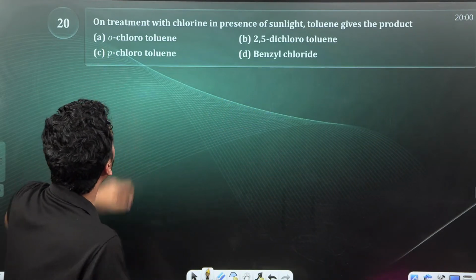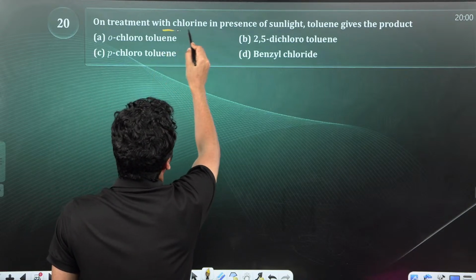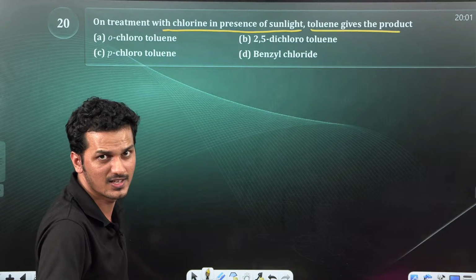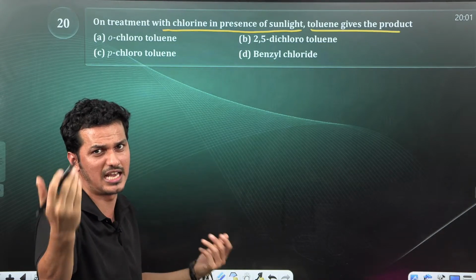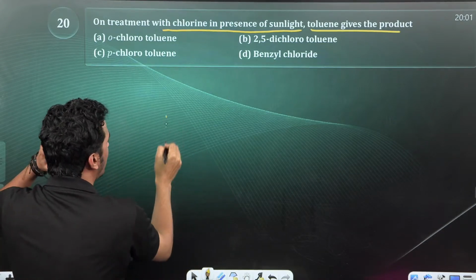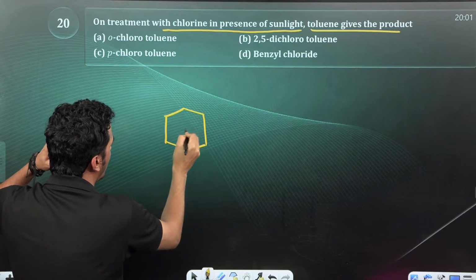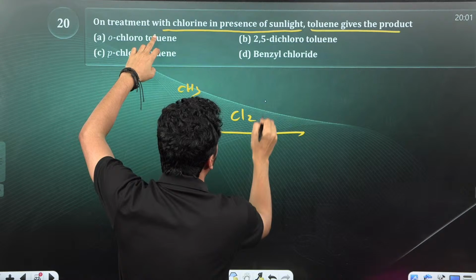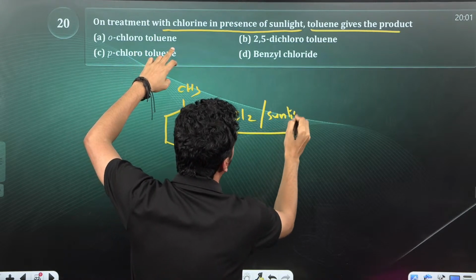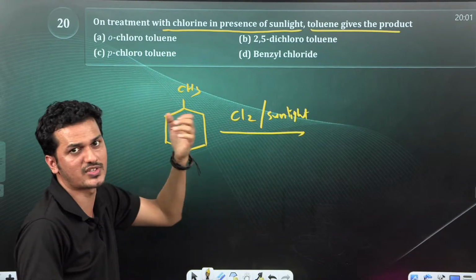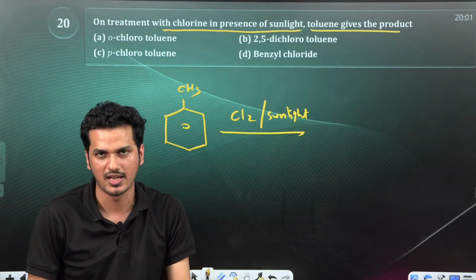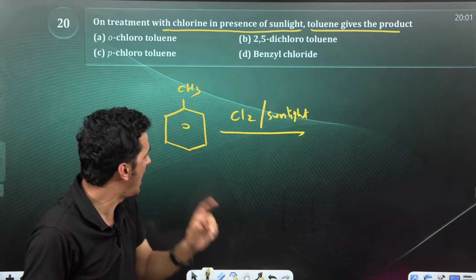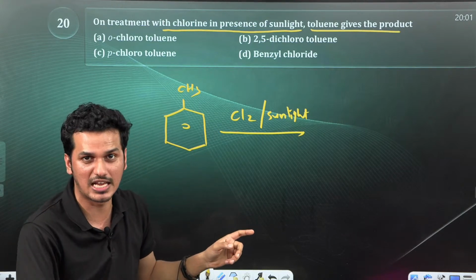This is the next question. On treatment with chlorine in presence of sunlight, toluene gives the product. Already in Plus 2 you learned that idea in haloarenes also. This is toluene. Toluene you are treating with chlorine in presence of sunlight. While you are treating, what will happen? In presence of sunlight, high temperature, free radical substitution will take place.